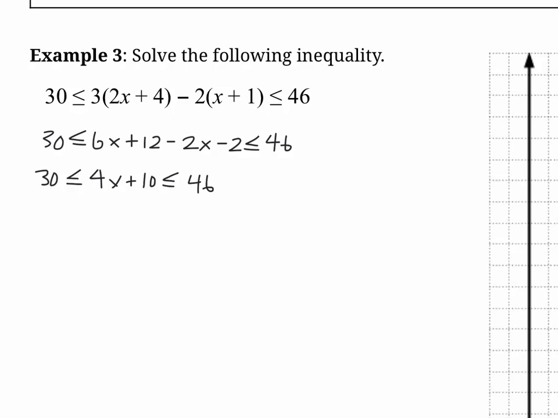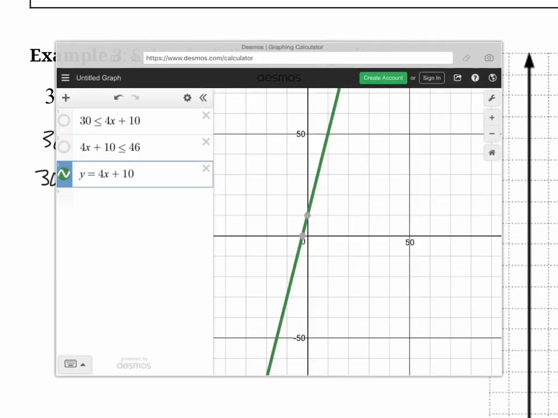Once we simplify this linear expression here, we just get 4x plus 10. So this question is asking, when are the y values of 4x plus 10 going to be equal to or in between 30 and 46? When will the function 4x plus 10 be equal to or in between 30 and 46? Let's take a look at what it looks like graphically.